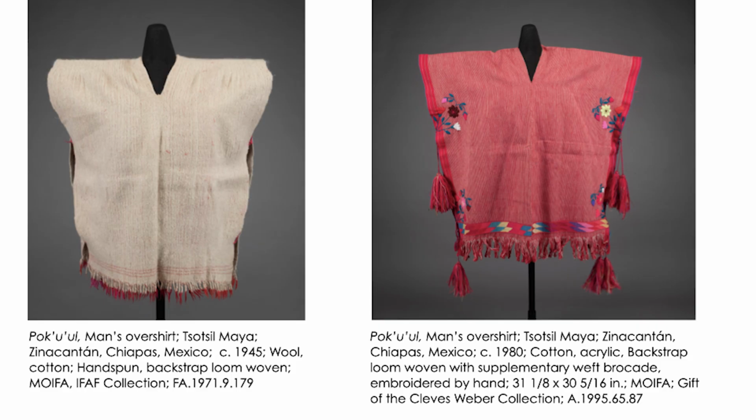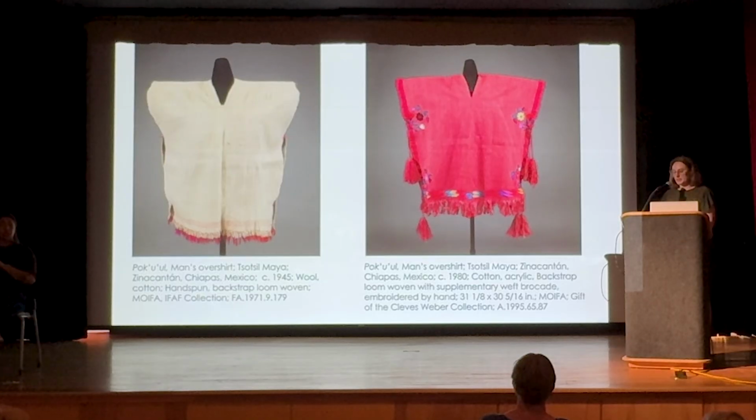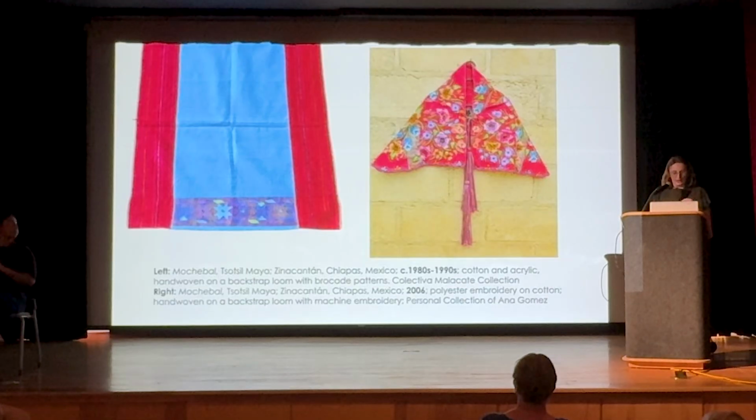So this is an example of a man's vest, or pokul, from around 1980. I think it could be a little bit earlier, with just a little bit of the flower embroidery showing up. So as the floriculture industry has blossomed in Zinacantán, so have the designs on the textiles.